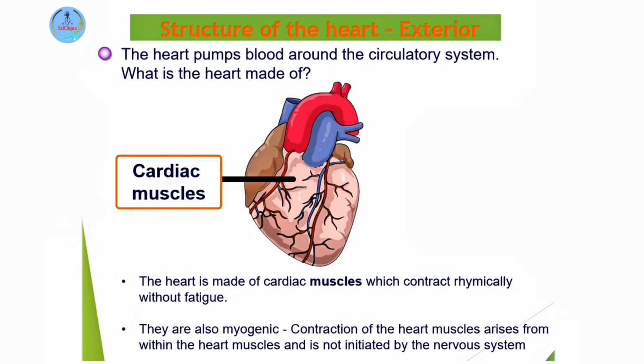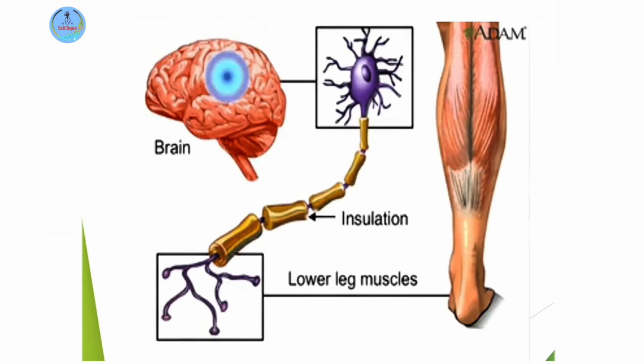Now, the second unique characteristic of the cardiac muscles is that they are myogenic. This means that contraction of the heart muscles arises from within the heart and is not initiated by the nervous system. Okay, let's break that down. We have a nervous system in our body consisting of the brain, the spinal cord, and a network of nerve cells all around our body.